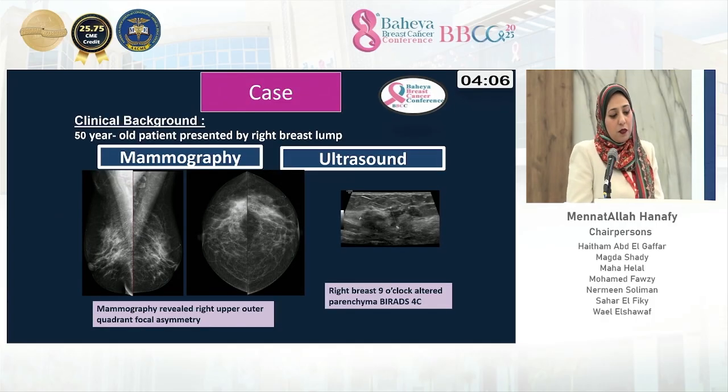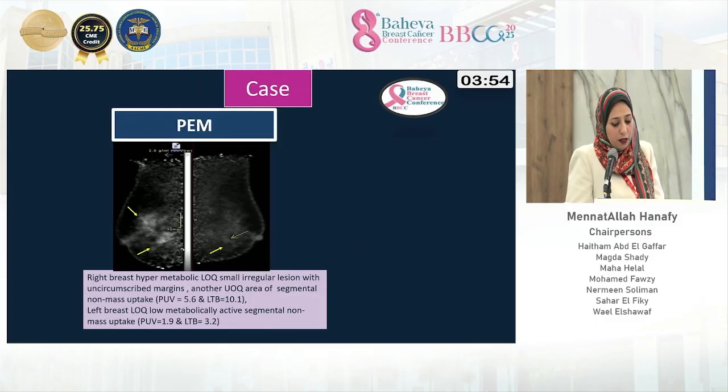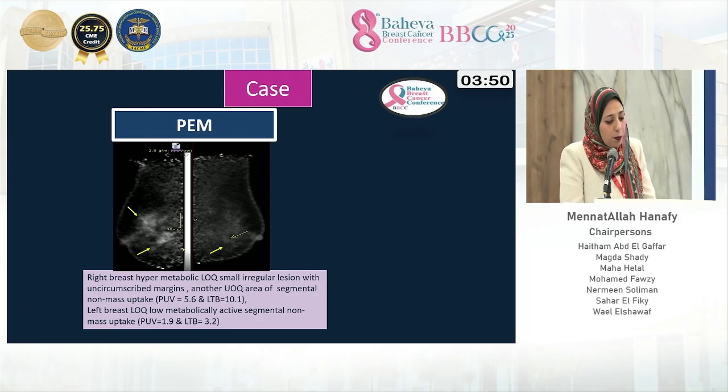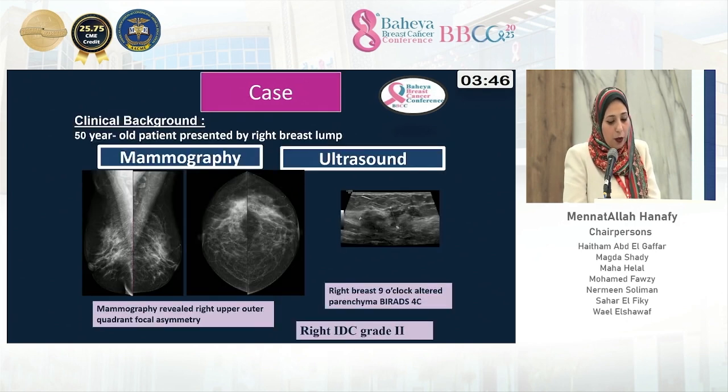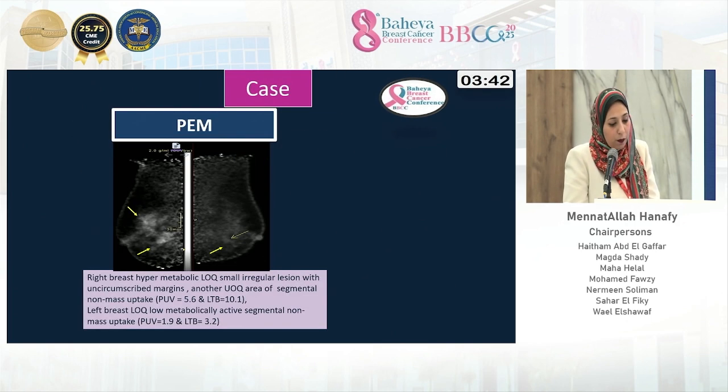In this case, 50-year-old patient presented with right breast lump. Her mammography showed right upper outer quadrant focal asymmetry corresponding to 9 o'clock altered parenchyma by ultrasound. And the biopsy of the right breast was invasive ductal carcinoma grade 2.